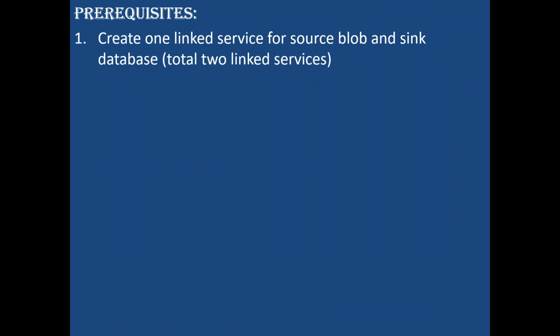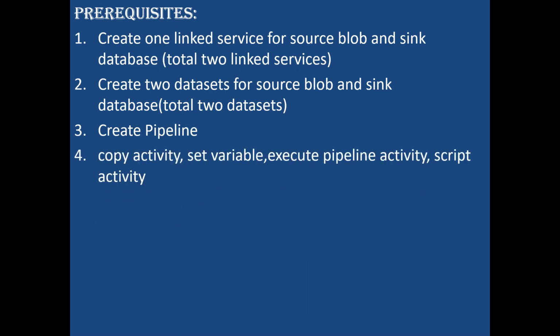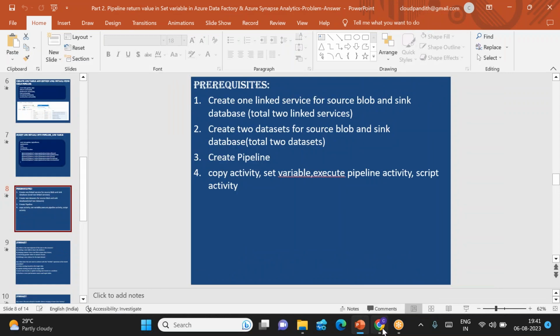Prerequisite before we go for the lab is we need to create one linked service for the source blob, one linked service for the database, and then we need to create two data sets. One is for the source blob, one is for the SQL database. Then we need to create one pipeline. We need to use copy activity, set variable, execute pipeline activity, script activity. These things we need to use. So before we go and discuss the summary questions, let's complete this lab.